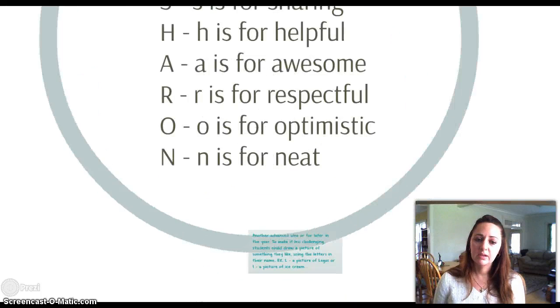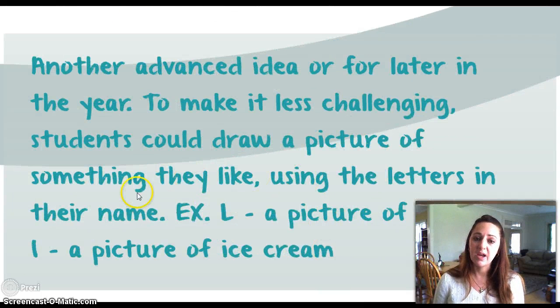To adapt this to a lower level learner, they can use a picture instead of the letter. So if their name has an L in it, they can draw a picture of a Lego or Legos. If their name has an I in it, they can draw a picture of ice cream instead of trying to write out those words. Not all kindergartners are at the level to even attempt getting the words out there yet.